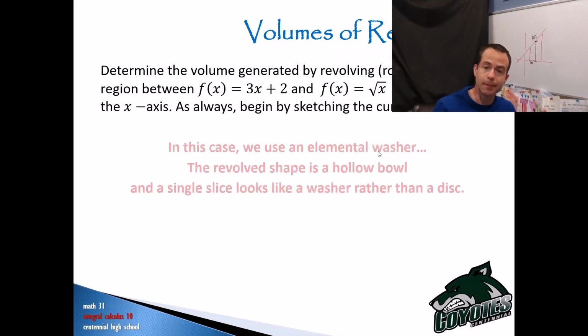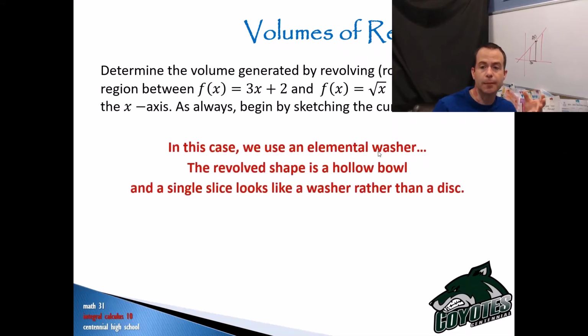What happens is when I spin this, we end up with the revolved shape as actually a hollow bowl. And so one single slice looks like a washer instead of like a disc. Well, think back to when we looked at volumes of, for instance, let's go play the donut game for a second.